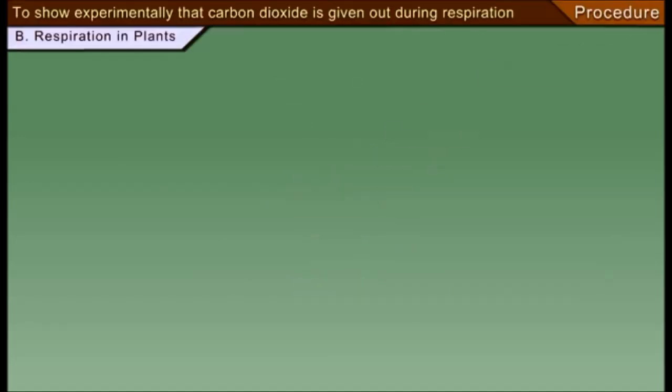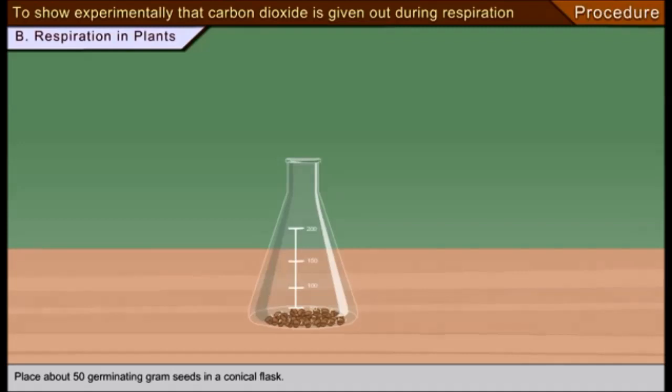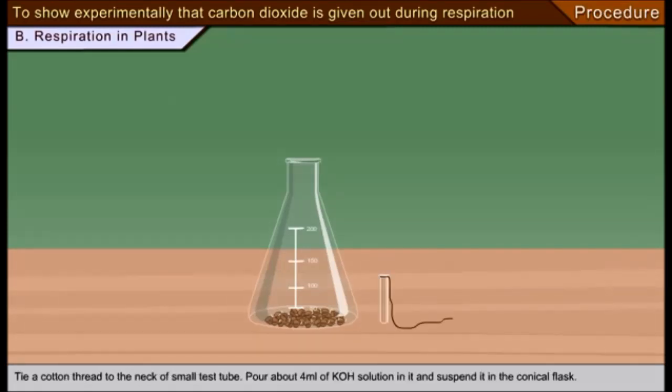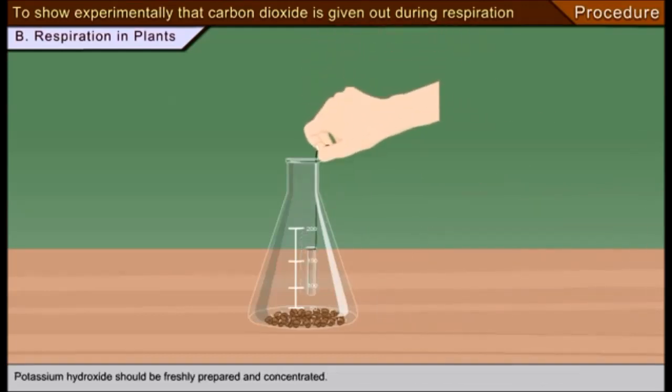Procedure. Place about 50 germinating gram seeds in a conical flask. Tie a cotton thread to the neck of a small test tube. Pour about 4 ml of KOH solution in it and suspend it in the conical flask. Potassium hydroxide should be freshly prepared and concentrated.